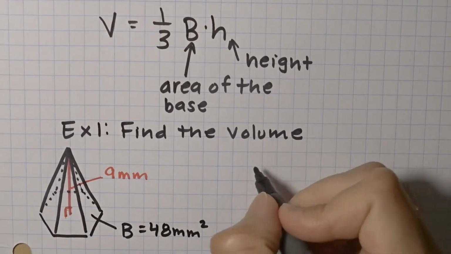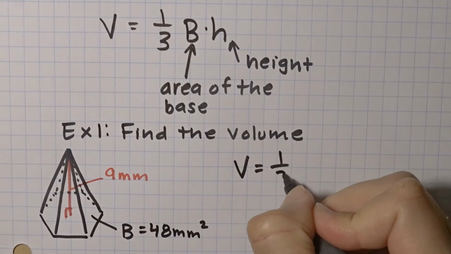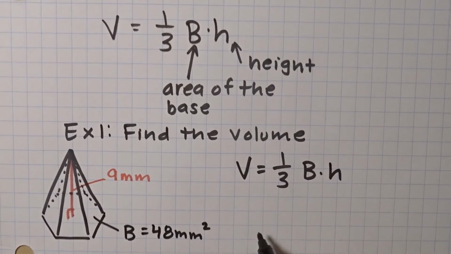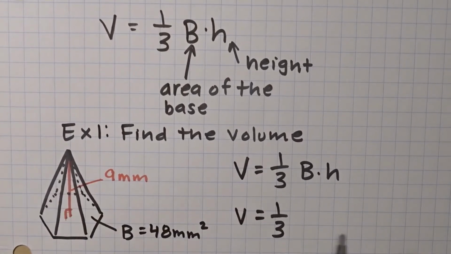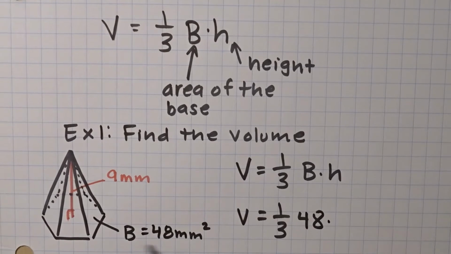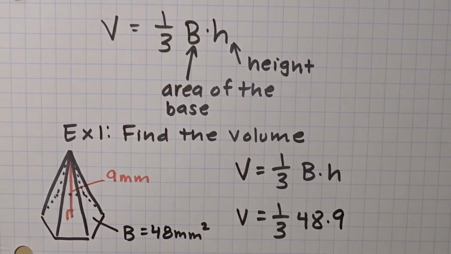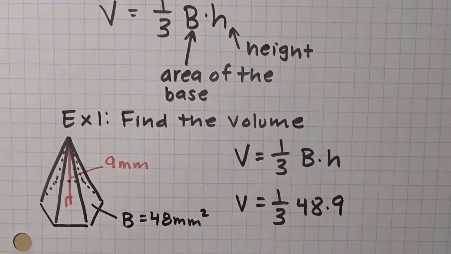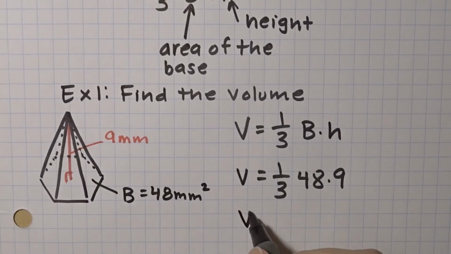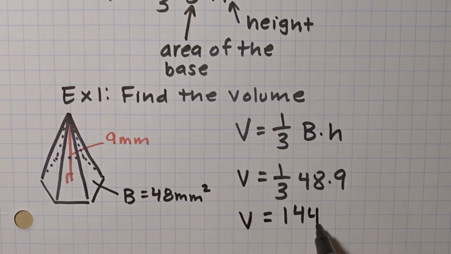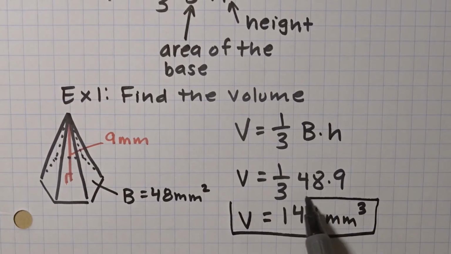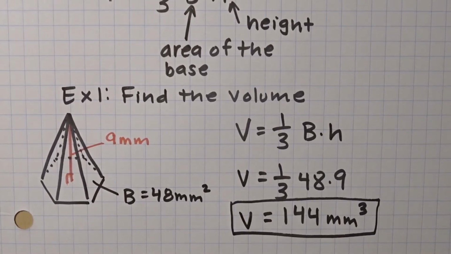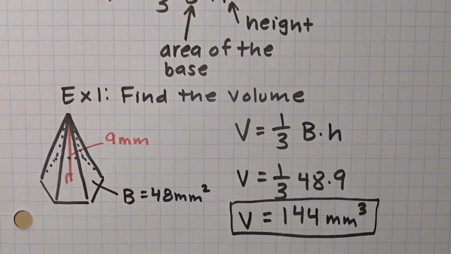And so then we're going to use the formula 1/3 base times height. 1/3 the base, which we already know is 48, and the height is 9. And multiplying all of that together gives us a volume of 144 millimeters cubed. Okay. There you go. So one more example. We'll do 2 parts on the next example.